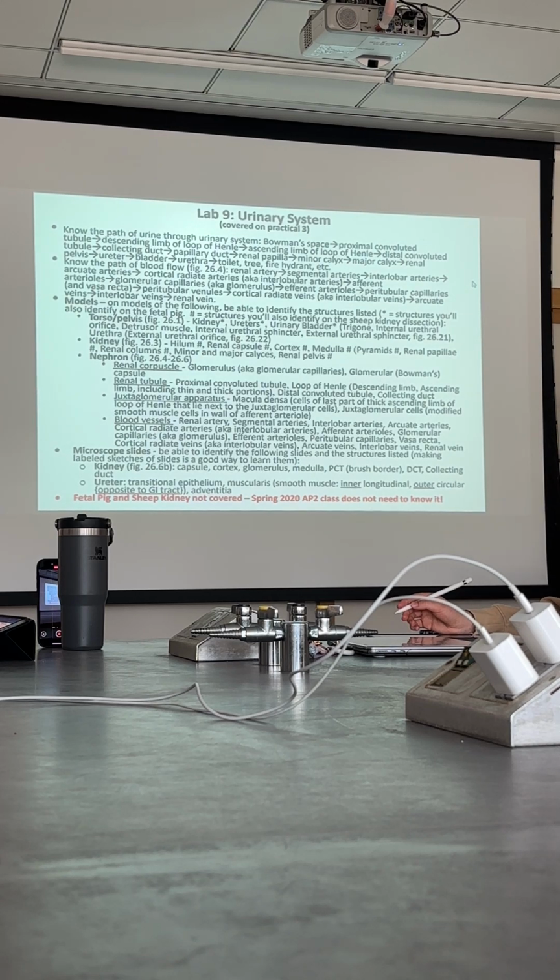The stuff that has a hashtag on it was supposed to be on the sheep kidney. There were no sheep kidneys that I could find, unfortunately, so you don't have to find that stuff on the sheep kidney. You still need to be able to find all of it on plastic models or diagrams, but not on the sheep kidney per se. Microscope slides, there's really not that many. It's just the kidney and the ureters. I'll go through that as well. To be clear, you are responsible for the fetal pig stuff, but you don't need to know the sheep kidney stuff.